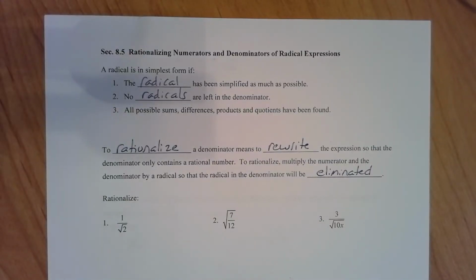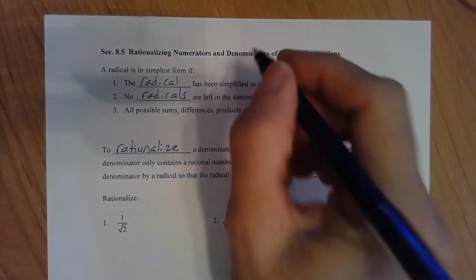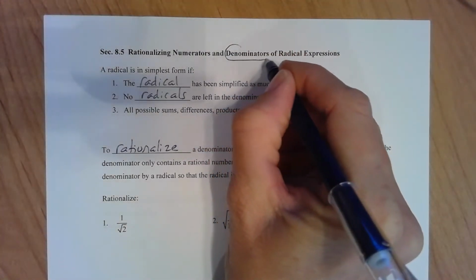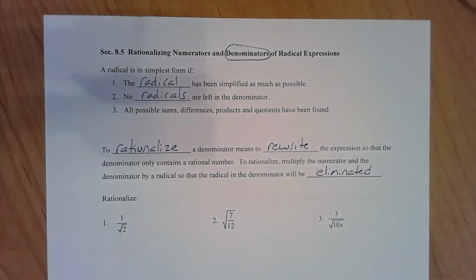Section 8.5, Rationalizing Numerators and Denominators of Radical Expressions. In Math 116 Intermediate Algebra, we only have to cover rationalizing denominators, so we will not be doing rationalizing numerators.